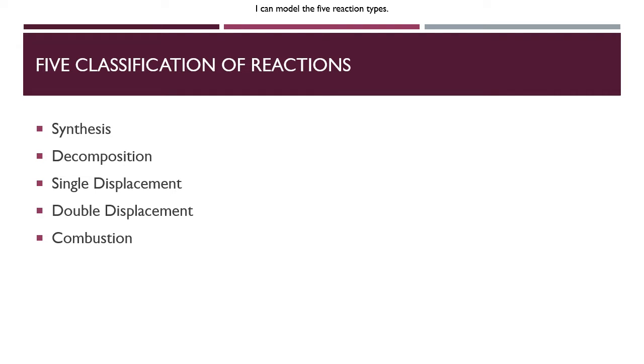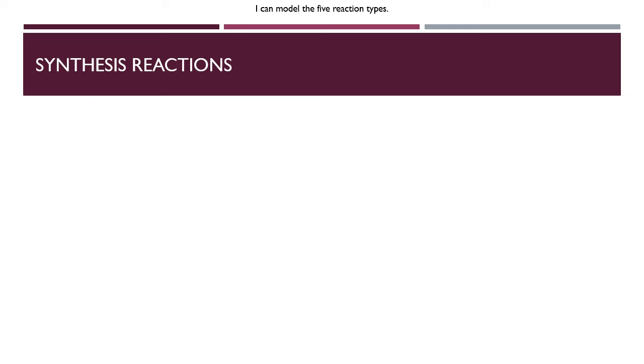And as you'll see in the next video, it allows us a way to go through a process to predict the products of reactions. Because if we understand the basic patterns of these reaction types, we can look at the reactants in a reaction and predict what the products are likely to be. So each of the next slides will cover each of those reaction types. The first one there is a synthesis reaction.